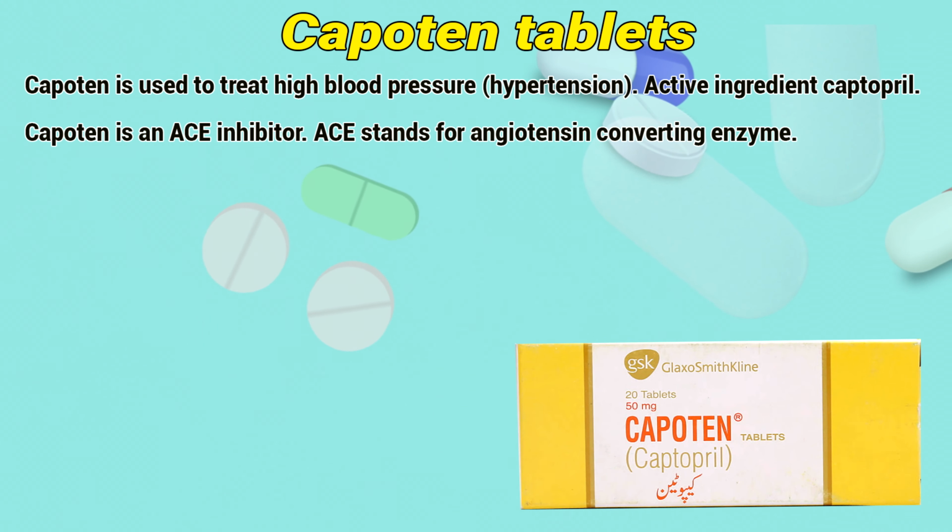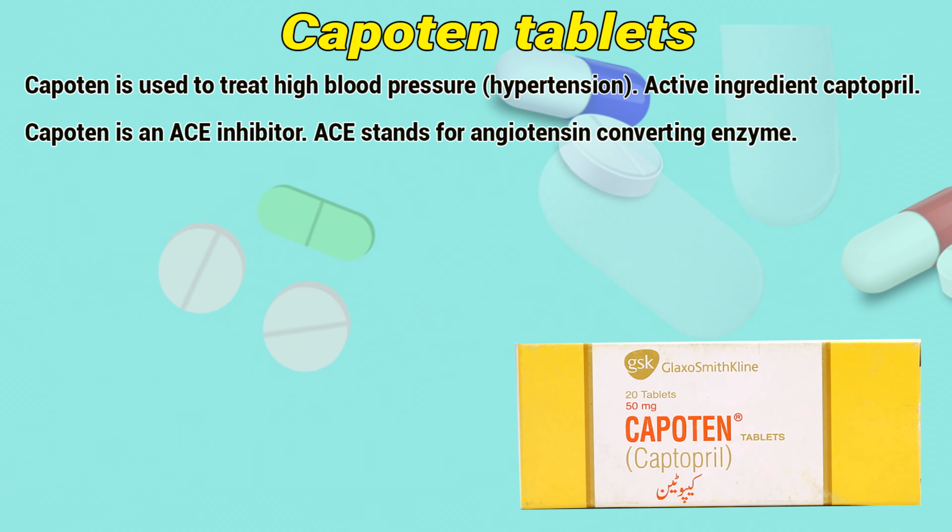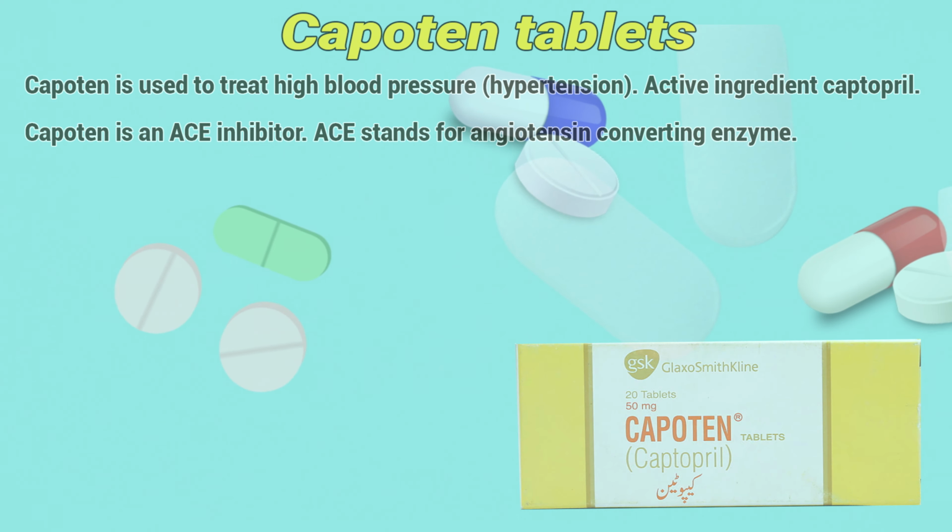Capoten is used to treat high blood pressure, hypertension. Active ingredient: captopril. Capoten is an ACE inhibitor. ACE stands for angiotensin converting enzyme.